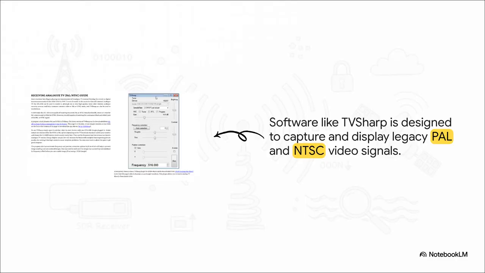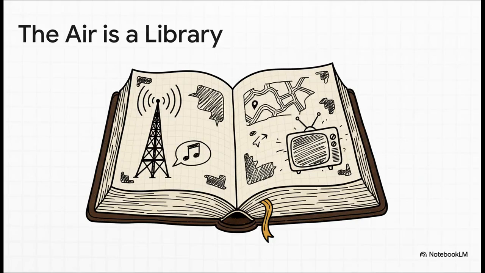And there's even specialized software like TVSharp that's built to do exactly this. It's designed to lock onto these old PAL or NTSC video signals and actually display them on your screen. It's just a wild way to see broadcasting history literally come back to life. So let's just recap for a second. The air is basically a giant invisible library. We've managed to pull out digital radio, song information, live traffic maps, and even old school TV shows. And honestly, that is just scratching the surface.